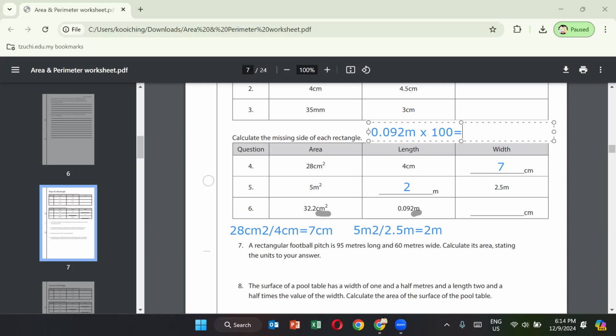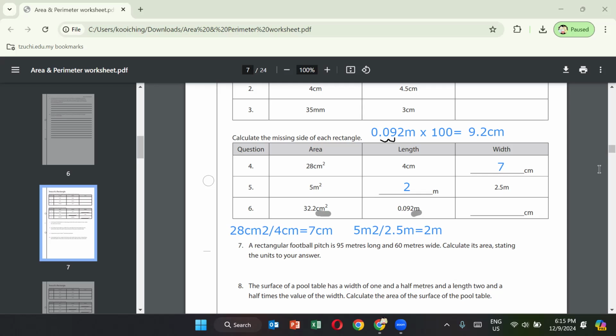which will be equal to, okay, wait. So 100 has two zeros, so we move the decimal two places. So our final answer will be 9.2 cm.